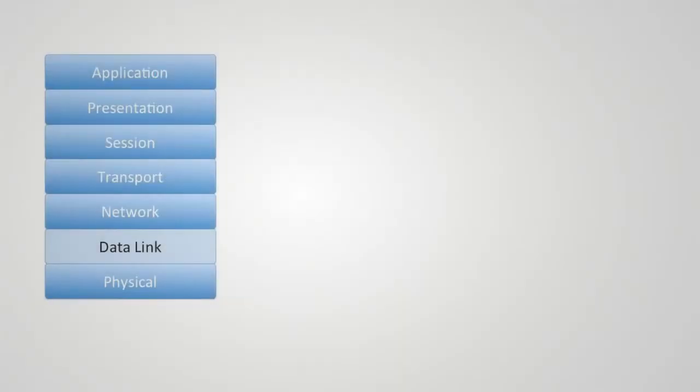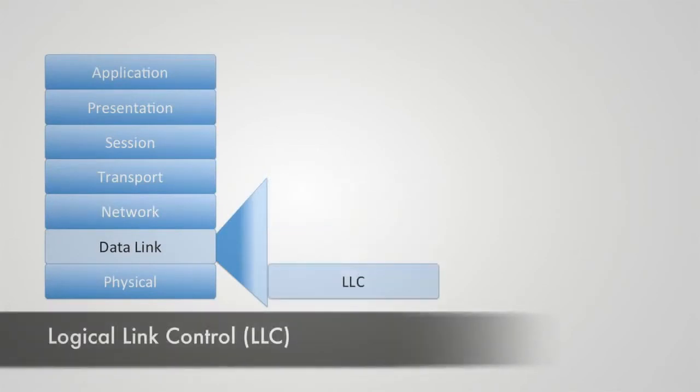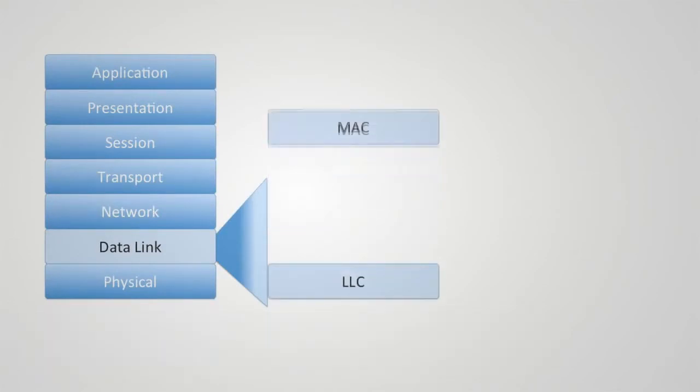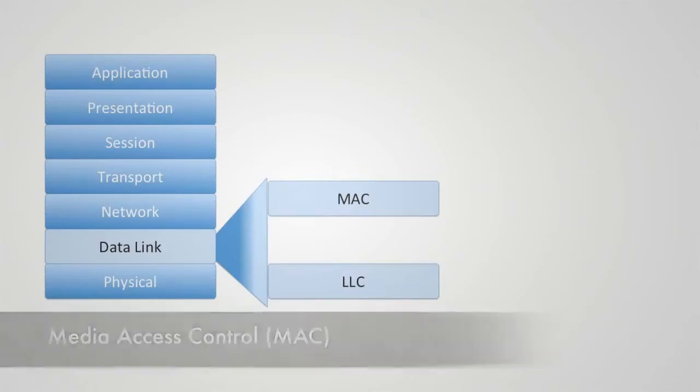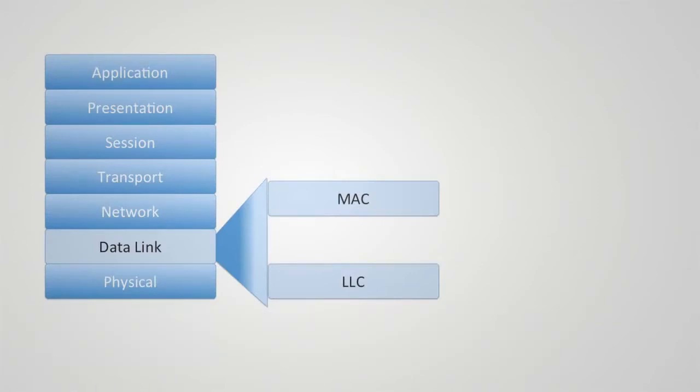Let's now consider layer 2 of the OSI model, the data link layer. And it's important to understand that the data link layer has two sublayers. Specifically, we have the LLC, the logical link control sublayer, as well as the MAC, or the media access control sublayer. And each of these sublayers has its own responsibilities.